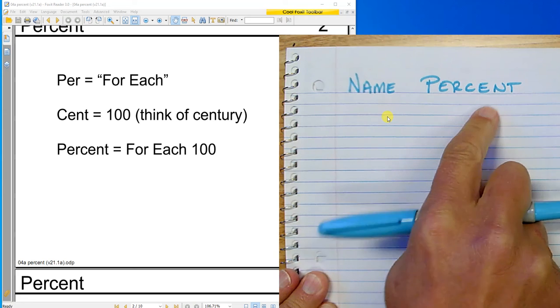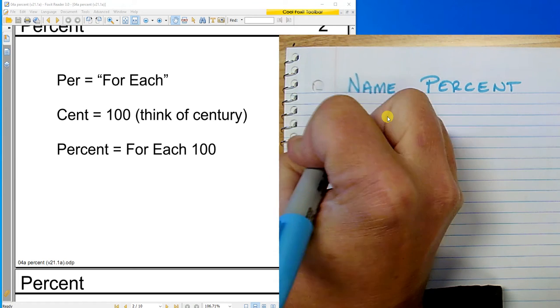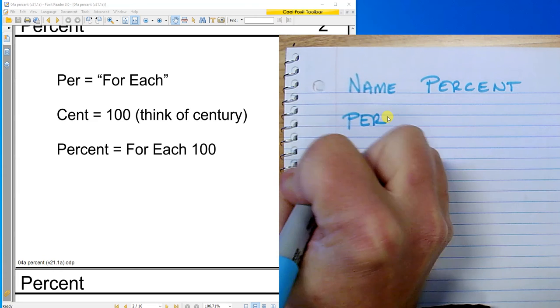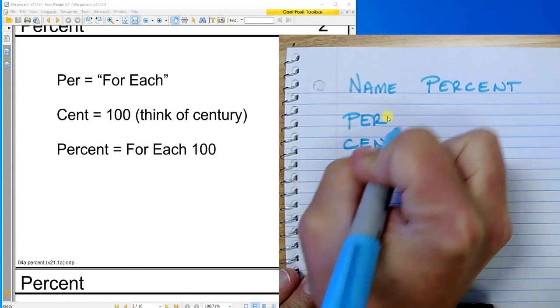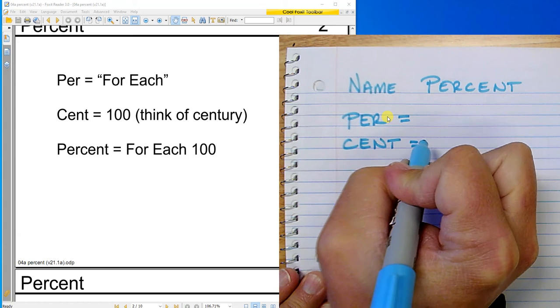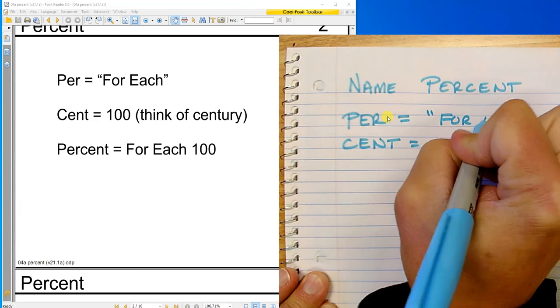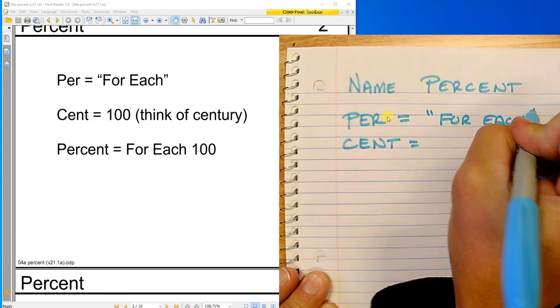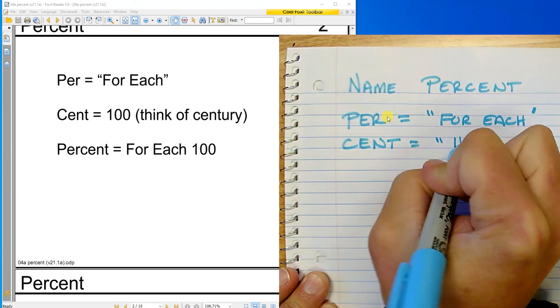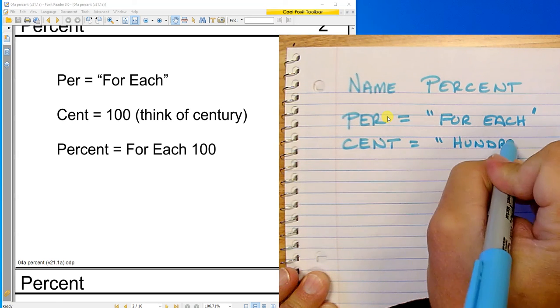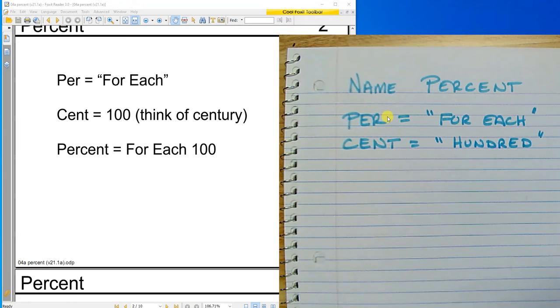And that word percent actually has two pieces to it. It's got the word per, and it has the word cent. What the word per means is for each, and the word cent means 100. And that's what a percentage is. It's for each 100. So if 50% of the M&Ms are green, that means for each 100 M&Ms, 50 of them are green.